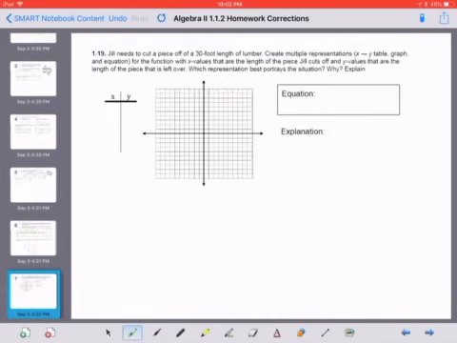The next problem says, Jill needs to cut a piece off of a 30-foot length of lumber. Create multiple representations, an XY table, graph an equation, for the function x values that are lengths of the piece Jill cuts off, and y values that are the lengths of the piece that's left over. Which representation best portrays the situation? Why, explain. So, similar to the first problem that we did, 0 would be 30, because that's how much she's going to have before she cuts anything off. So if she cuts off 2, she now has 28. If she cuts off, say, 5, she now has 25.